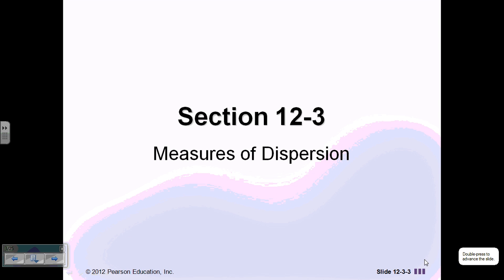All right, what we're going to be talking about is section 12.3, which is talking about measures of dispersion. And dispersion is just basically talking about how spread out the data is. And when you're comparing sets of data, the data that's spread out more is not necessarily as accurate a representation as the data that has a smaller spread.